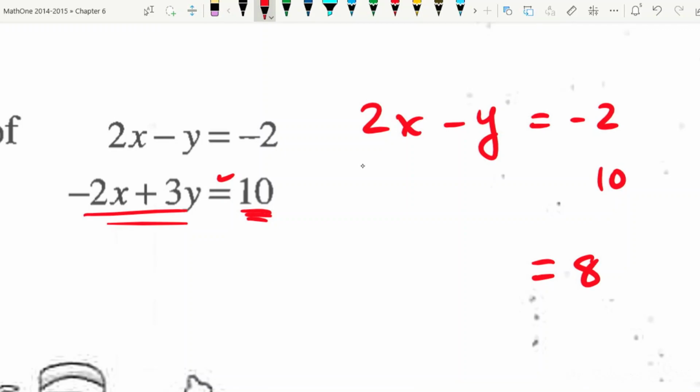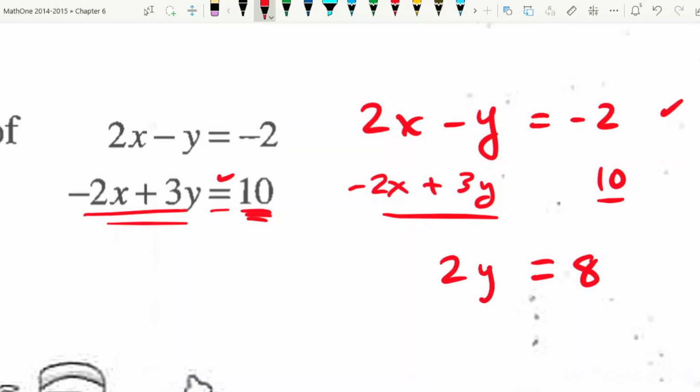And on this side, I add something that's equivalent to 10, which is namely negative 2x plus 3y, because this is the same as 10. Look what I did. I had equal things, and I added things that were equal to both sides, so I'm going to get equal things. On this side, I get 8. And on this side, the 2x and the negative 2x are gone, and this is just going to become a 2y. Therefore, y is the number 4.